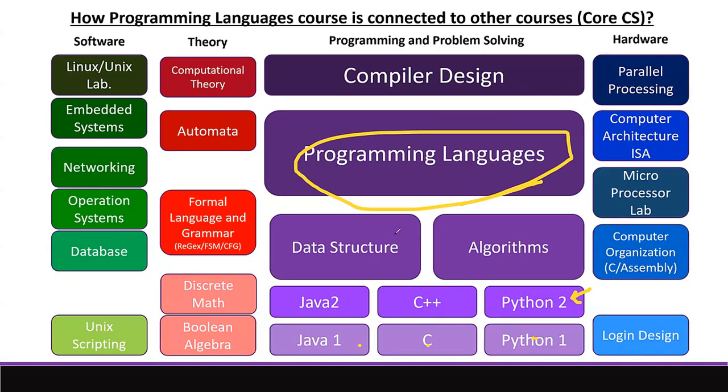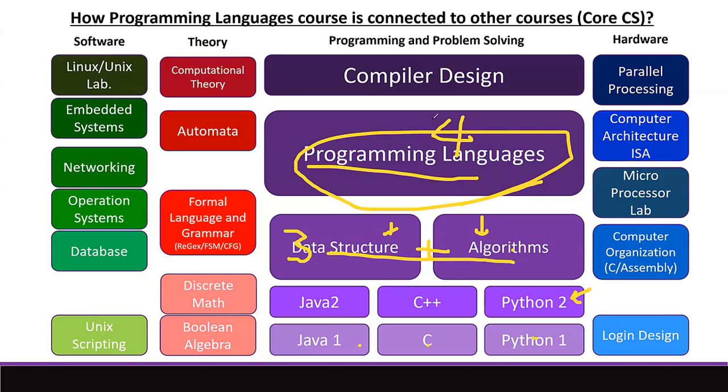Then you go to level 3, where you learn data structure and algorithm. Usually nowadays, these two are one course. When I was in college, data structure and algorithm were two separate courses, but now they combine them into one course. So you can consider this a level 3 programming course. Now, programming language is the level 4 programming course.